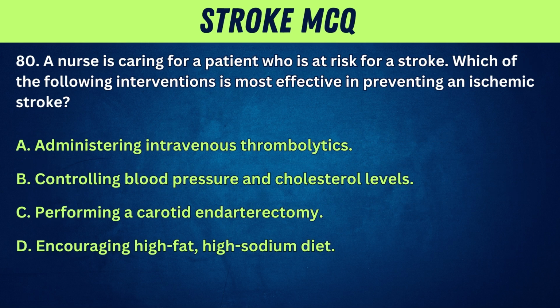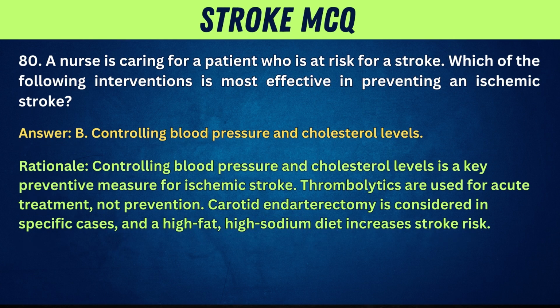80. A nurse is caring for a patient who is at risk for a stroke. Which of the following interventions is most effective in preventing an ischemic stroke? A. Administering intravenous thrombolytics. B. Controlling blood pressure and cholesterol levels. C. Performing a carotid endarterectomy. D. Encouraging high-fat, high-sodium diet.